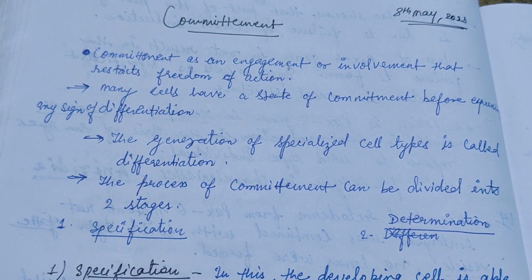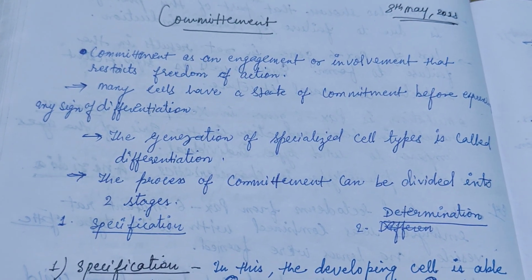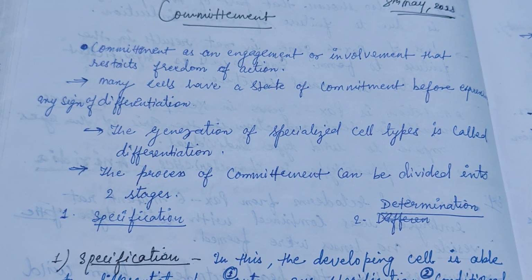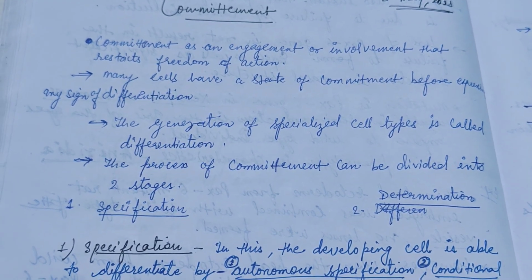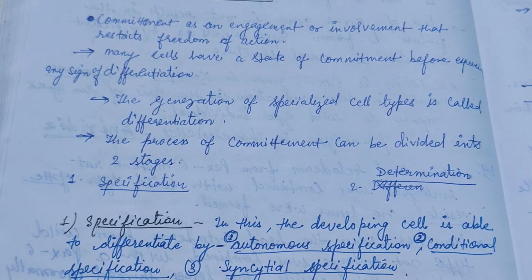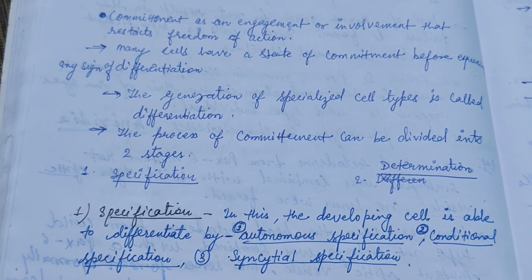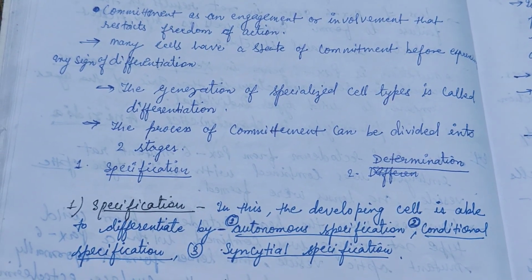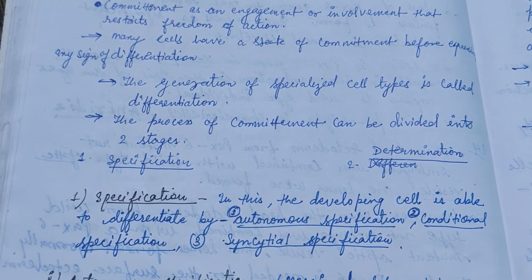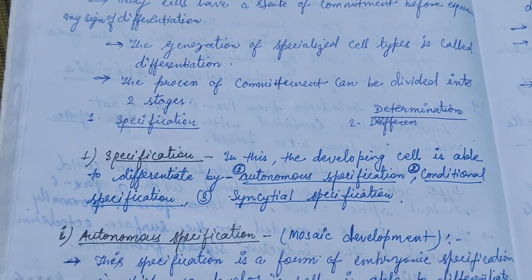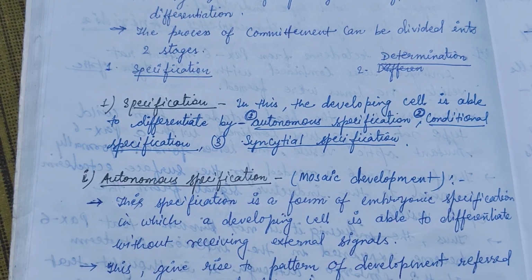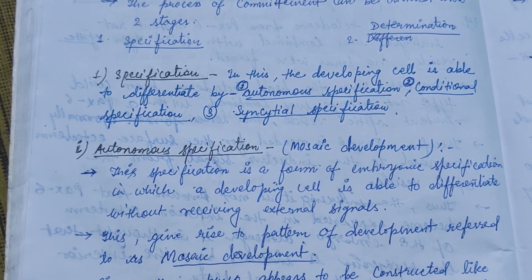Yeah, hi. Today we will see the commitment, which is a part of the basic concept of development of an embryo. Commitment is an engagement or involvement that restricts freedom of action, and it can be divided into two stages. The first one is the specification, and the second one is the determination. In this video, we will see the details of specification.